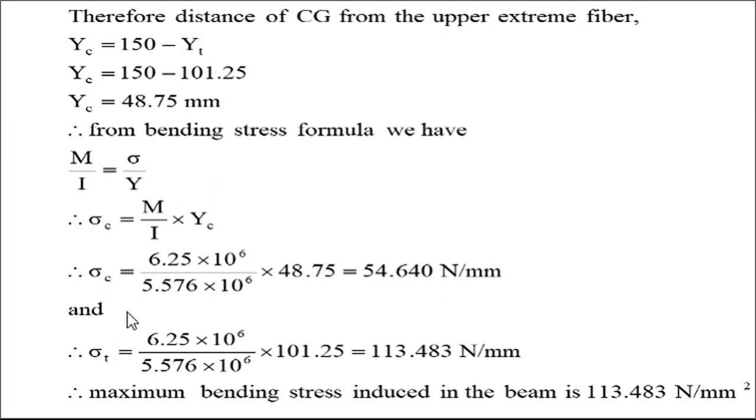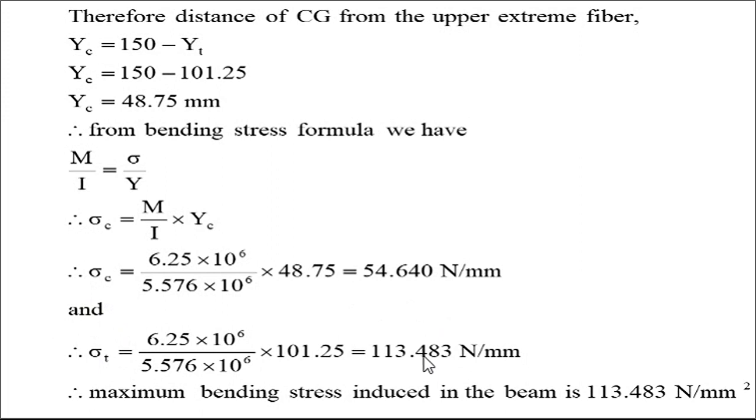Likewise, we can determine the bending stress on the tension side. For the tension side, you have to use the sigma T notation. Same formula, M upon I, but instead of YC, you take YT. YT is 101.25. So the only change is 101.25, and the remainder is the same. M is the same, I is the same, only YT changes. If you do the calculation, the value is 113.483 Newton per mm square.